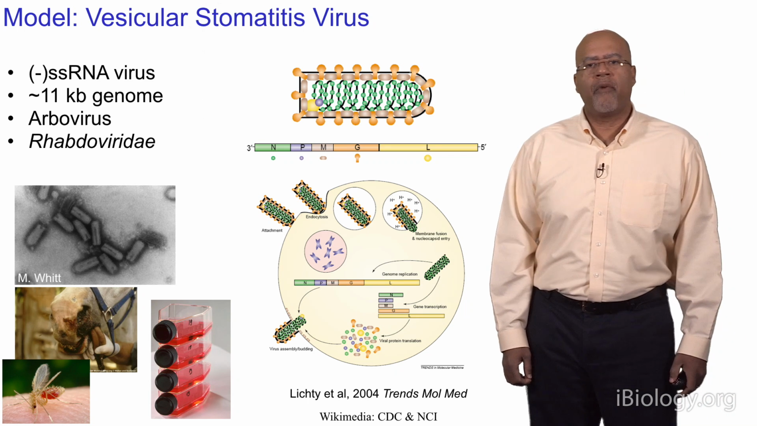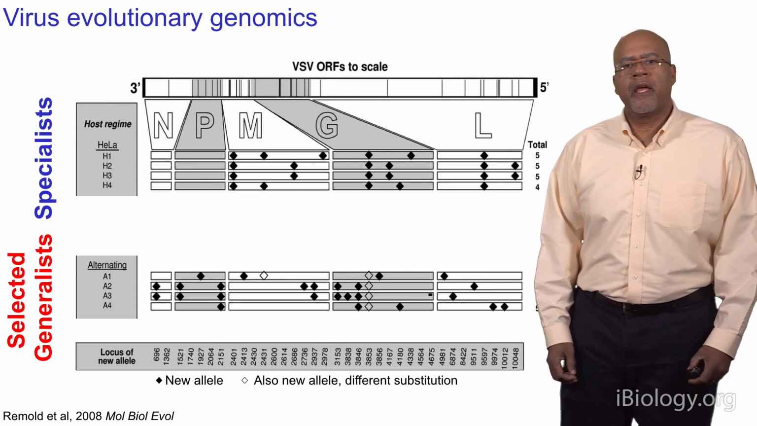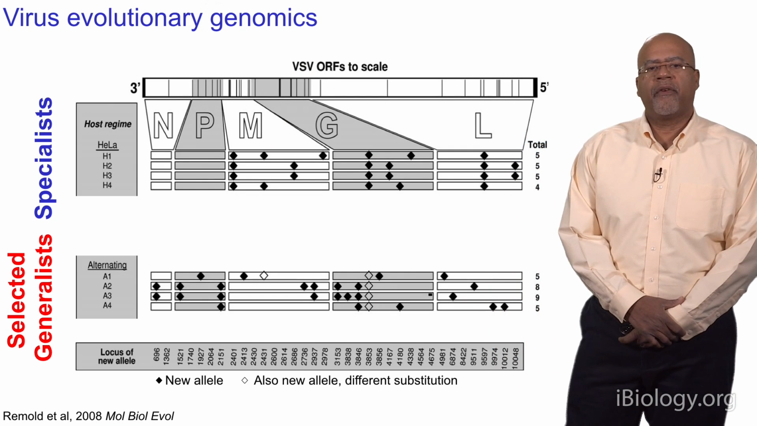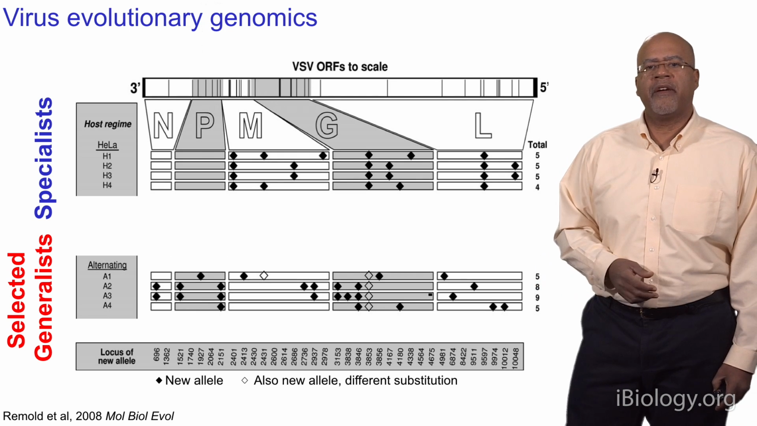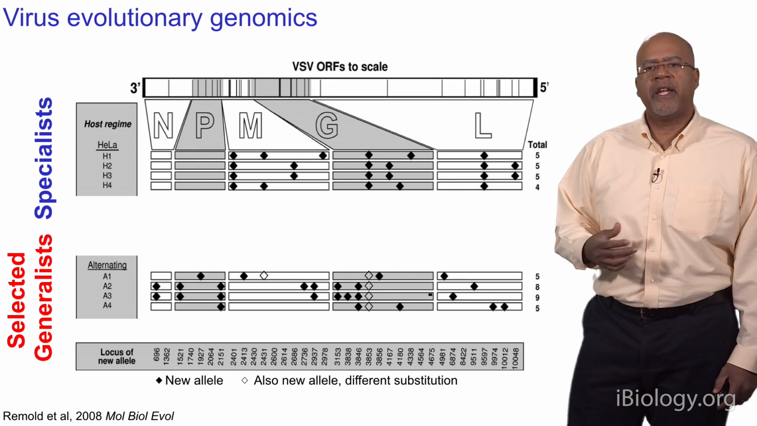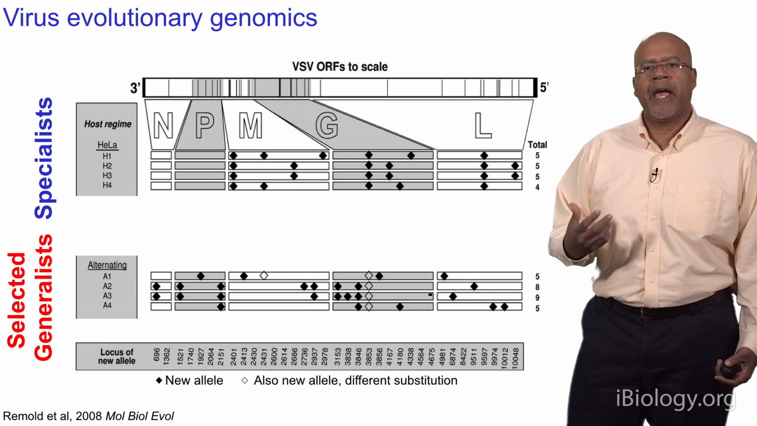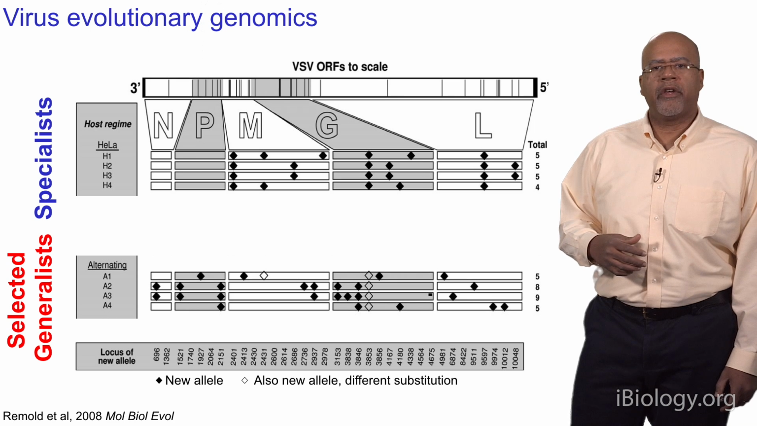It comes from the family Rhabdoviridae, which also features rabies virus. Here's a summary of some of the data from one of our experiments where we harnessed experimental evolution to examine how this virus deals with a constant environment versus one that is changing through time in that temporal heterogeneous way that I outlined. So this is a pretty busy diagram, but I'll walk you through it.